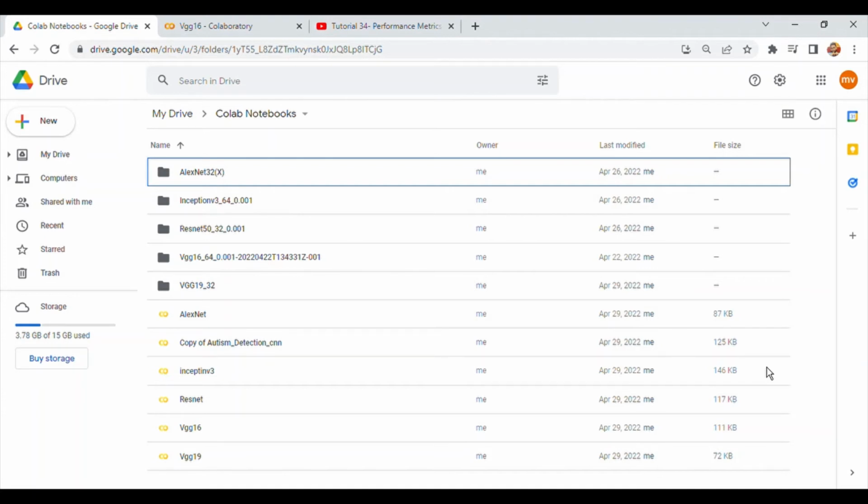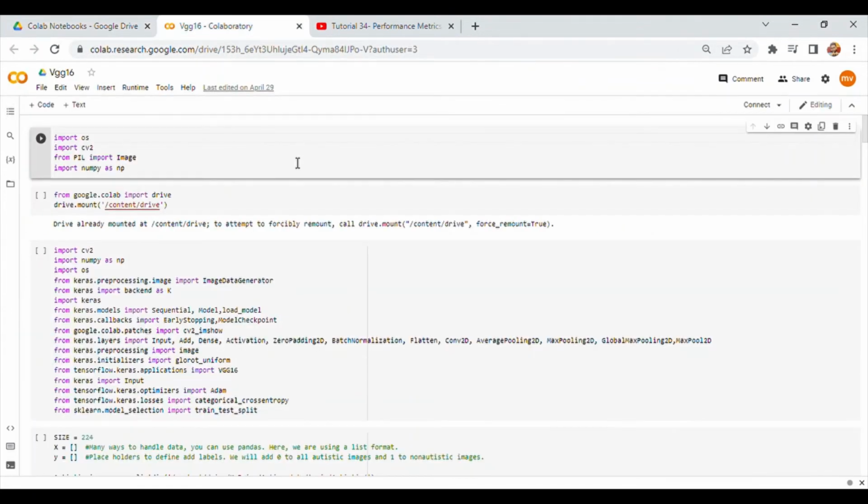architectures and trying to find which architecture gives the best performance metrics, so that architecture can be used to find whether the child is autistic. Here we have tried different architectures: VGG16, VGG19, ResNet, Inception V3 and AlexNet. Let us see how we have implemented the VGG16 architecture.